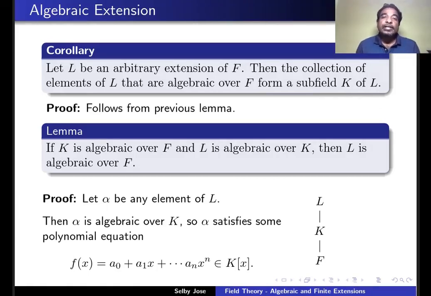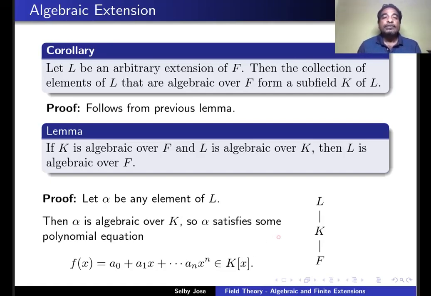We now see another property of algebraic extensions. The next lemma says that if L over K is algebraic and K over F is also algebraic, then L over F is algebraic. To prove this, let us consider an element alpha in L. Since L over K is algebraic, alpha satisfies some polynomial f(x), which is equal to a0 plus a1 x plus up to an x raised to n, in K[x]. So that means a0, a1, a2, up to an belong to K.